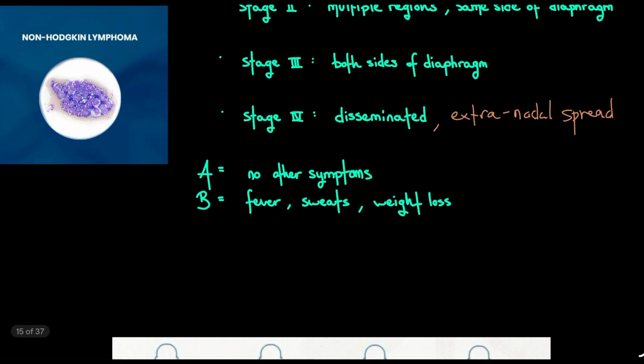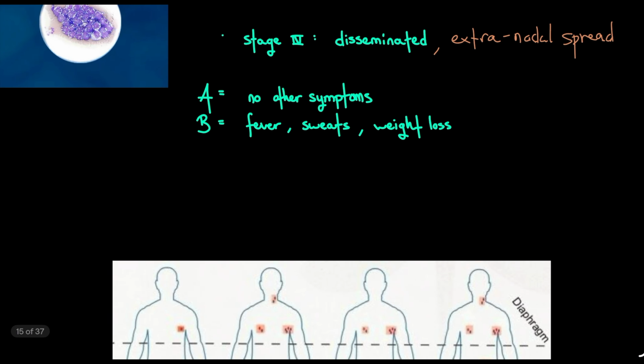Another layer to this is that we can say they are A or B. Sometimes the patient has absolutely no symptoms, apart from the painless swelling, they just have no other symptoms. That would be characterized as A. If they're B, they have fever, sweats, weight loss, one of the three, two of the three, or all of the three. That is what we call a constitutional symptom. So if that's present, then they are type B.